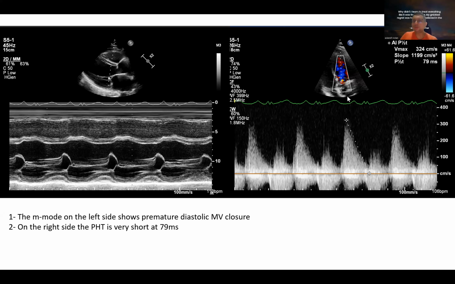And this is the continuous wave Doppler across the aortic valve, and you can see the pressure half time is quite short at 79 milliseconds. Remember, this is specific but not sensitive. So we have many parameters here that show severe AR. So there is no doubt that the patient has severe aortic regurgitation. We know the mechanism, but we do not yet know why this patient has a flail on that particular leaflet.